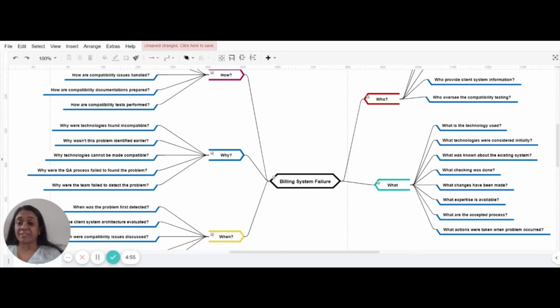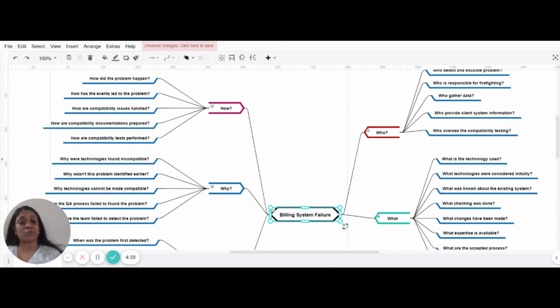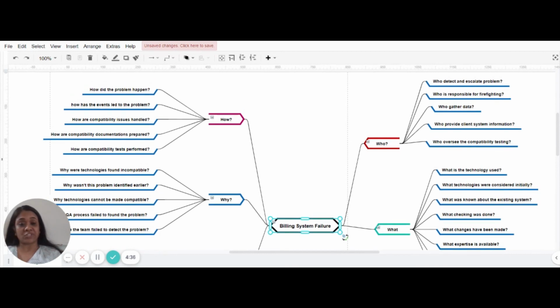Let's say your team is investigating a billing system failure. So the central node of the mind map will be the billing system failure. Coming out from the central node will be different branches, which will be the different ideas generated in the brainstorming session. So these will be the different topics that you're going to discuss in the brainstorming session, as to who detected and escalated the problem, who is responsible for firefighting, who gathers data.